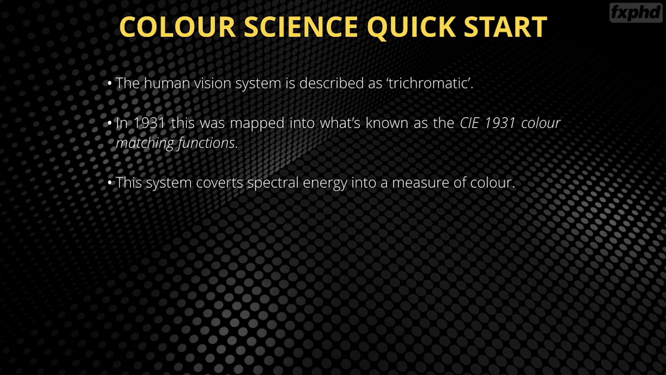Now, the human vision system under normal circumstances is what we would call trichromatic. And colour can be fully specified as a function of three variables that we can see in this diagram labelled as X, Y, and Z. This information basically has been mapped into what's now known as the CIE 1931 colour matching function, and the system converts the spectral energy into a measurement of colour.